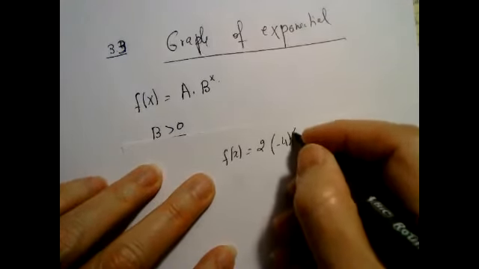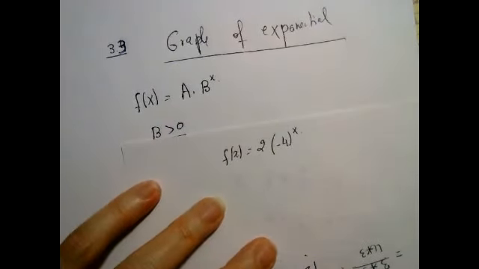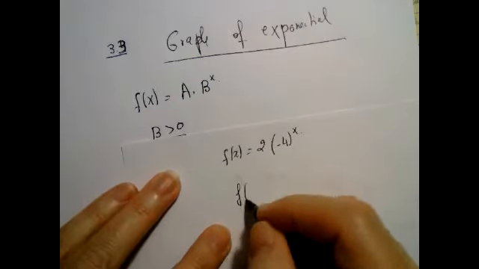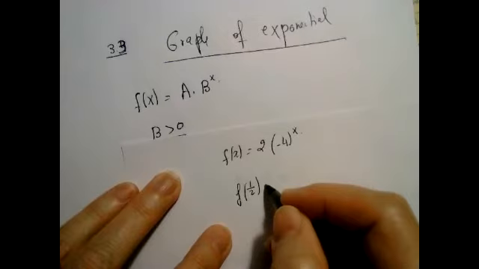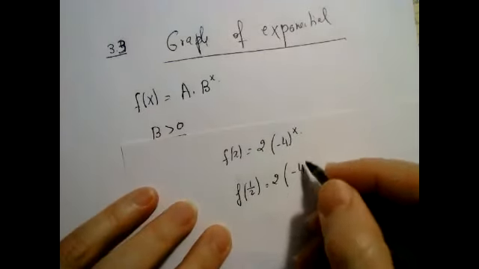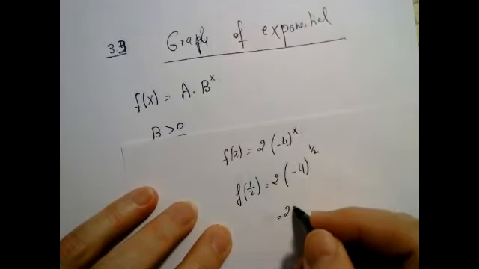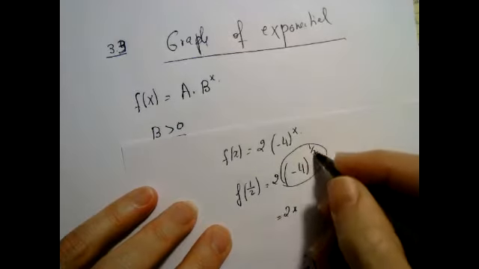Minus 4 to the x. Okay? Why this doesn't really make sense as a function? One of the reasons is that suppose I tell you evaluate f of 1/2. What's going to be f of 1/2? It means minus 4 to the power 1/2. But what is minus 4 to the power 1/2?